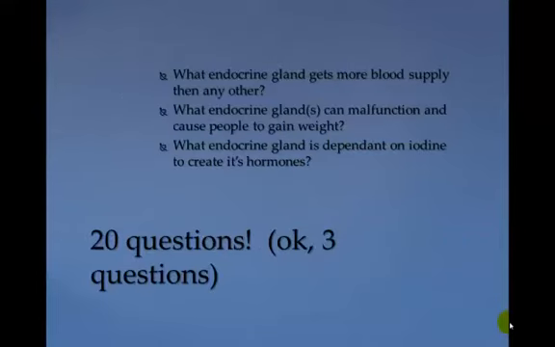Okay, so we're going to play 20 questions, but really it's only going to be 3, and really we're in the middle of a tutorial that's discussing thyroid hormones, so you might be able to take a leap of faith here and figure out what these are. So the first question is, what endocrine gland gets more blood supply than any other? Well, if you guessed the thyroid gland, you would be correct.